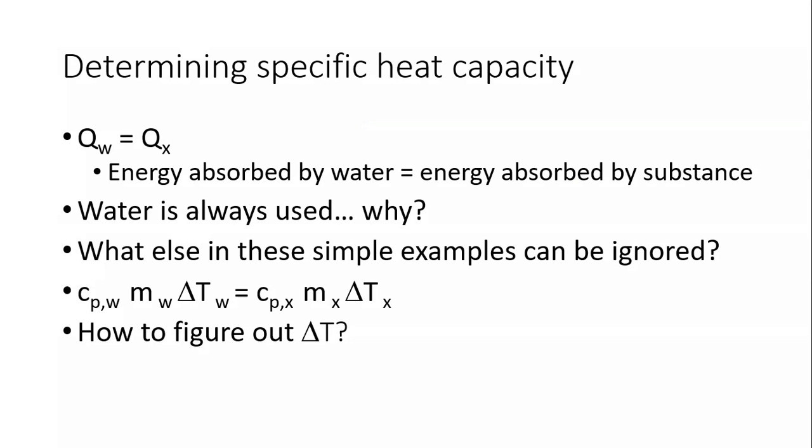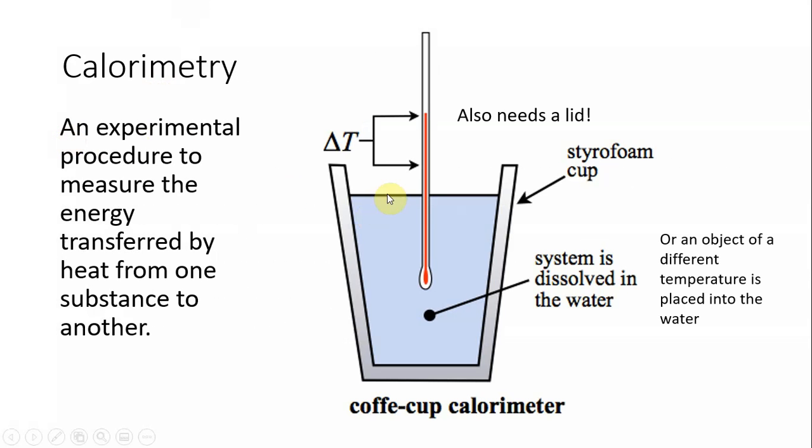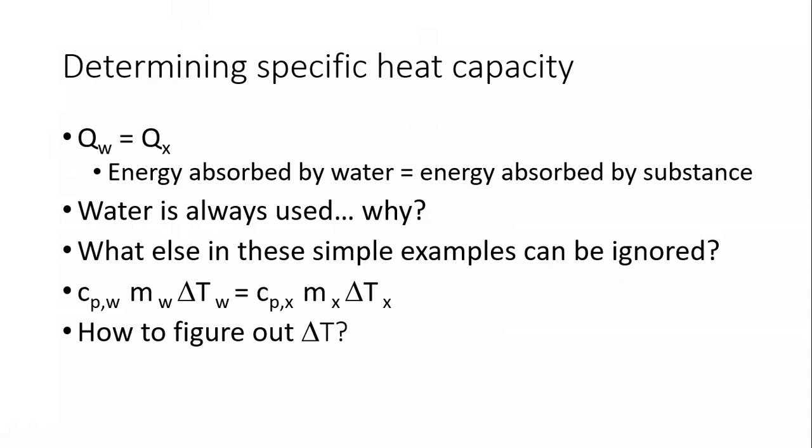So determining specific heat capacity, we did an example problem together during our Zoom session. But just a reminder of what we have to assume, the energy absorbed by the substance is going to be equal to the energy absorbed by the water. This is how we can observe this temperature change from the water alone due to the energy released from that object. Water is always used because we know the specific heat, and it's obviously readily available to us. We can ignore the amount of energy that would be absorbed into the calorimeter itself.